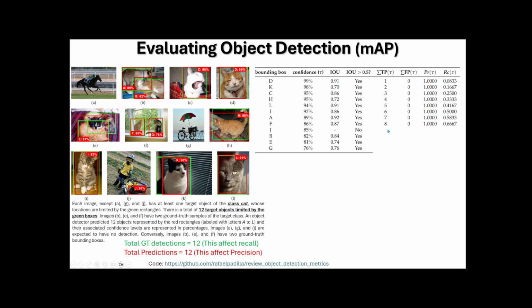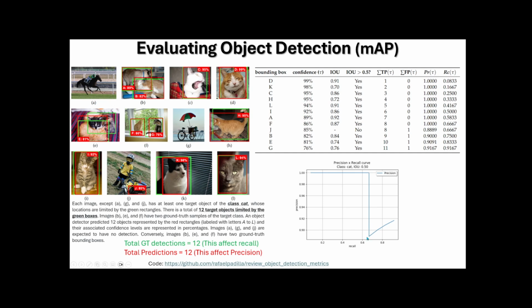8 true positives out of 9, right? So 8 by 9 is 0.8889, and this will not change because the true positive remains the same and the ground truth is the same. So 8 by 12 is still 0.667, and you keep on doing this for the others. And then you plot the precision against recall, you get something like this. And you calculate the area under the curve, which will be these shaded regions.